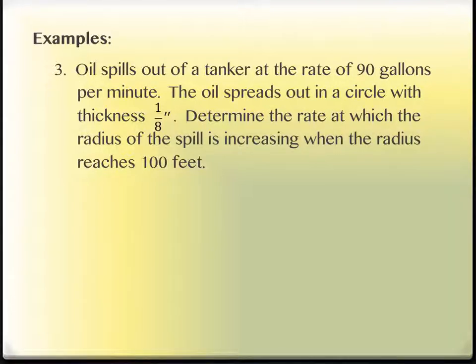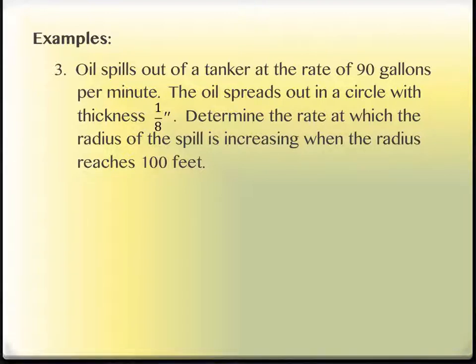Oil spills out of a tanker at a rate of 90 gallons per minute. The oil spreads out in a circle, but the circle has a thickness of 1/8 inch. Determine the rate at which the radius of the spill is increasing when the radius reaches 100 feet.